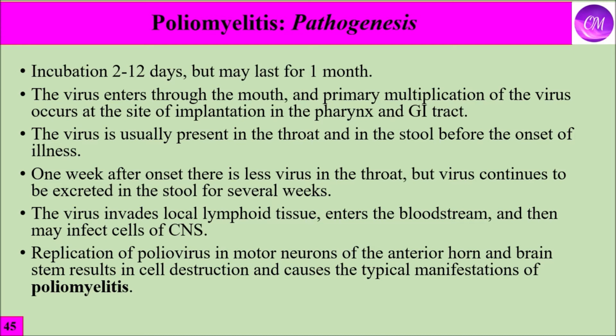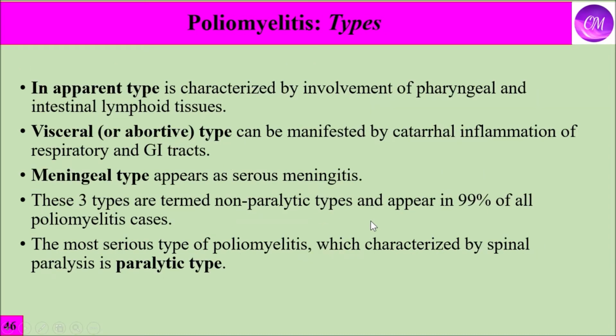for several weeks. The virus invades local lymphoid tissue, enters the bloodstream, and then may infect cells of the central nervous system. Replication of poliovirus in motoneurons of the anterior horn and brain stem results in cell destruction and causes the typical manifestation of poliomyelitis.